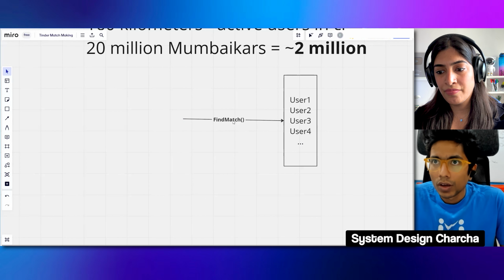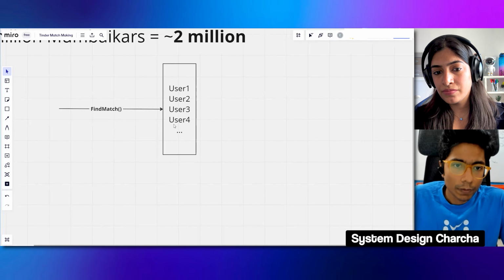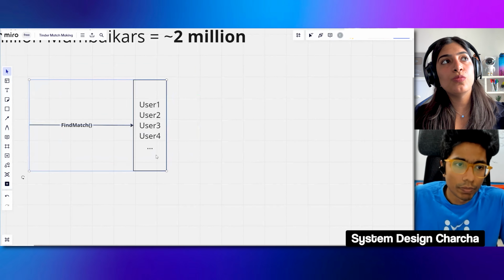Right, and if we go by the brute force approach, if you have to find a match for me, you will have to go through all the 2 million people, right? Yeah, that's a lot. Keerti, is there any other approach that we can take which is not brute force?